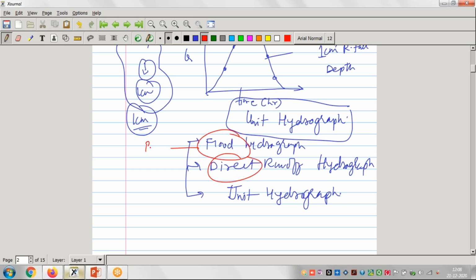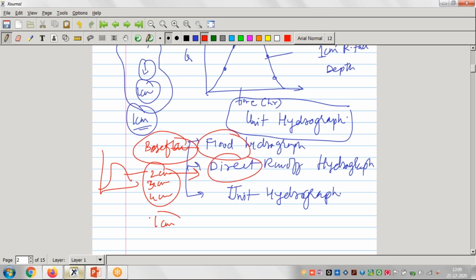Within this, we consider the base flow, right? If base flow is not there and just only the hydrograph is drawn, this graph may be for 2 centimeter rainfall, this may be for 3 centimeter rainfall, this may be for 4 centimeter rainfall, right? Then we will say it is the direct runoff hydrograph. But when this hydrograph is drawn because of only 1 centimeter rainfall, then this is called the unit hydrograph. Is this okay? This difference is clear? Now, after that, I will come to another point.